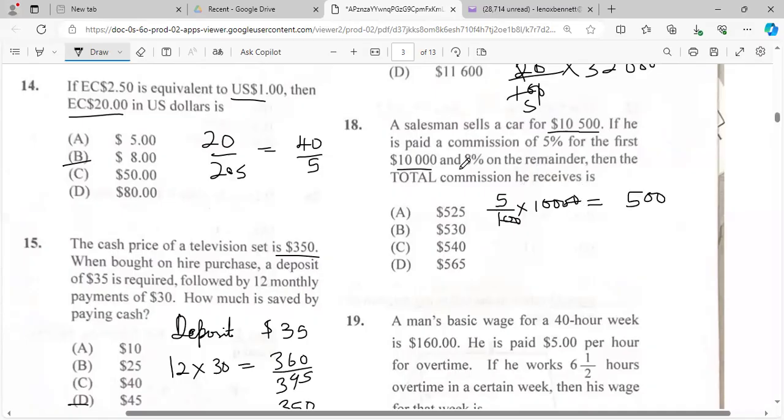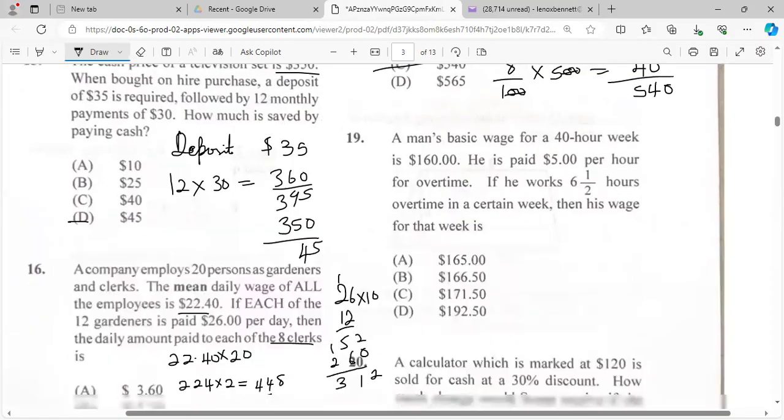Now on the remainder you're going to pay 8%. We already took out the 10,000, so you only have 500. So we're going to find 8% of the 500. Remember, it's 10,500. That gives 40. Add these two, and that should be our answer: 540. Very nice question again, CXC.